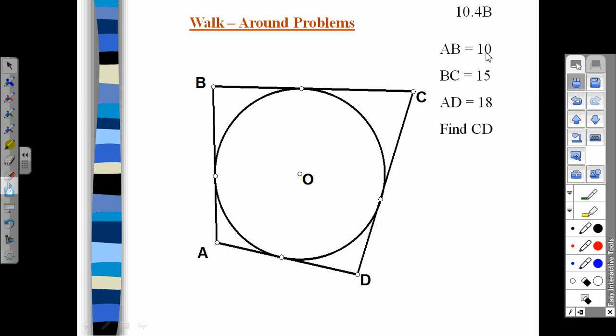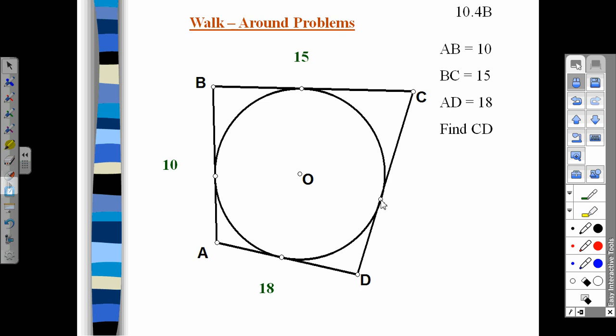Okay, so first of all, if you look at these three measurements, what we're going to do is place them in the appropriate places. So we got 15 for BC, we've got 10 for AB, and we've got 18 for AD. And don't worry so much about how the sizes look different. Doesn't matter. First thing you're going to do, look at the segment that they're asking you to solve for. CD, it's right here. The segment that you're looking for is tangent to the circle, right? And you have this point of tangency.